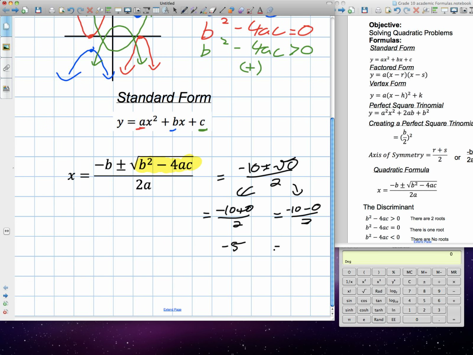Am I going to get different answers when I solve these? No. I'm going to get negative 10 divided by 2, negative 5, and I'm going to get negative 10 divided by 2, which is negative 5. So again, only one root, the x-intercept. So if they're the same, it's only one root? Yeah.